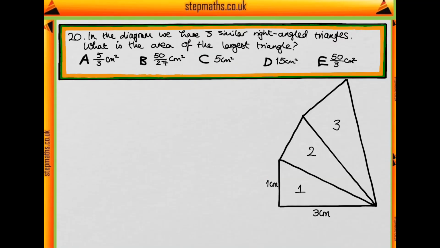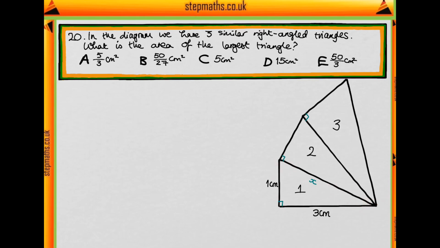So in this question we have a diagram which is given to us here, where we have three similar right-angled triangles, and we want to know the area of the largest triangle, which is this one up here. So we've just labelled on the right angles here, here, here, and this line S.